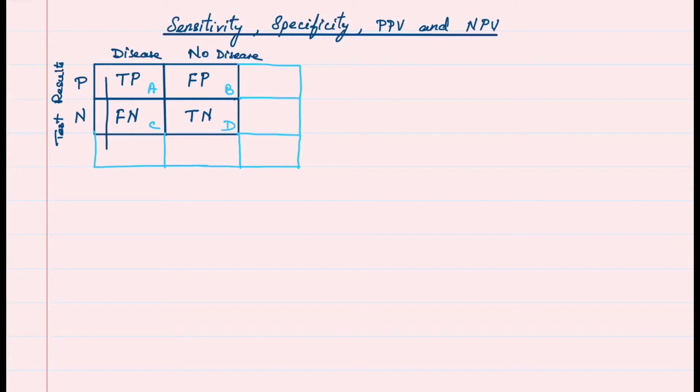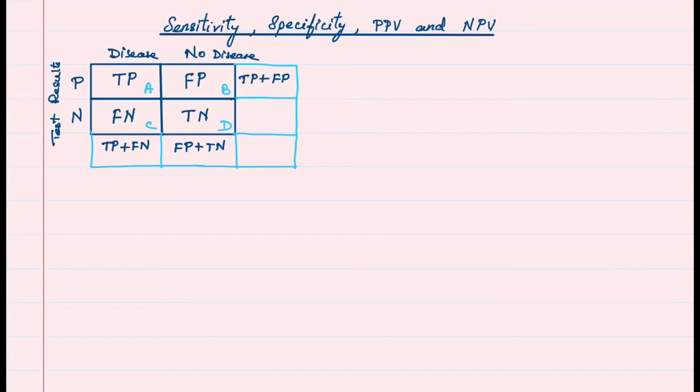Look at the first column. This first column gives you the number of diseased. Therefore, the total number who have the disease is TP plus FN. And look at the second column. The total FP plus TN gives the number of people who don't have the disease. Now let us see the first row total. First row total is TP plus FP, which gives the total number of positive results. Now let us see the total of the second row, and it gives the total number of negative results, which is FN plus TN.